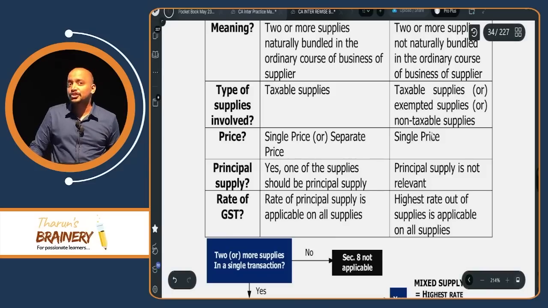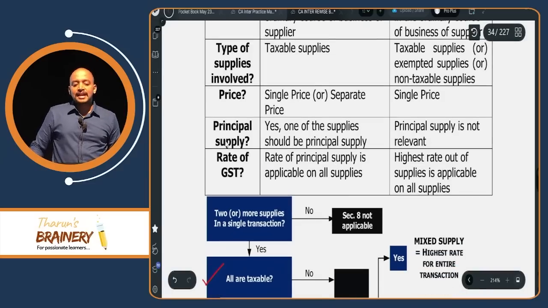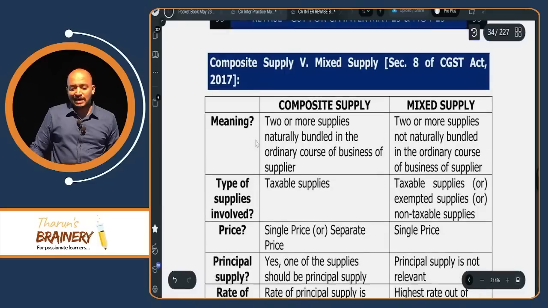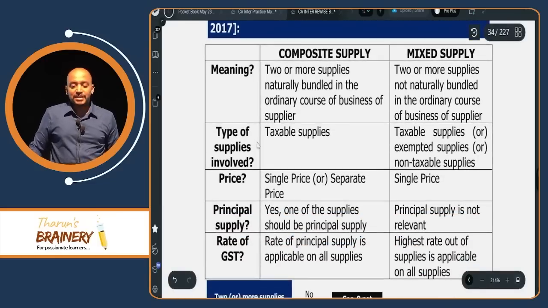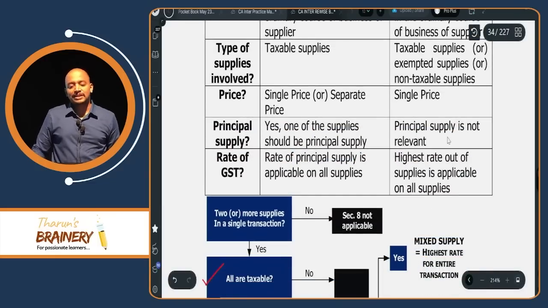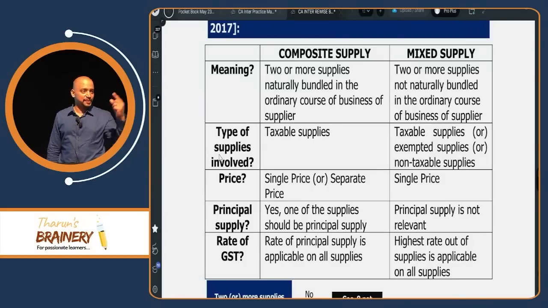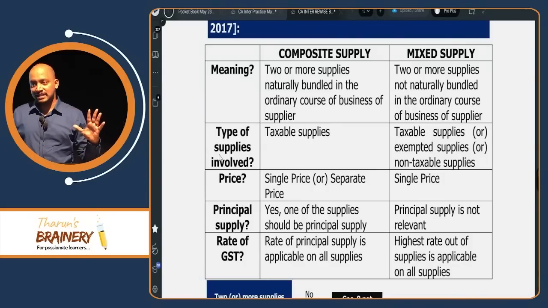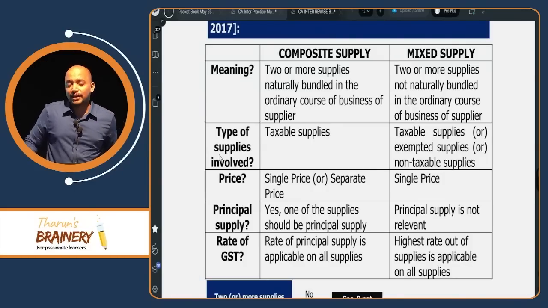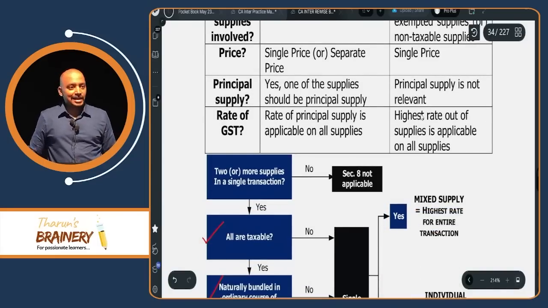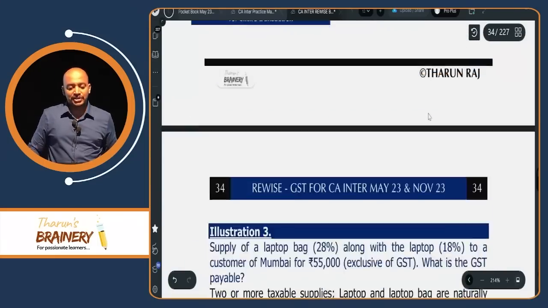But in case of mixed supply, it should be a single price. Should principal supply be there in composite supply or not? Yes. But in mixed supply, principal supply is not relevant. What rate do we need to take in case of composite supply? Rate of principal supply, applied on the entire transaction. But in case of mixed supply, what rate do we need to take? Highest rate, and we need to apply it on the entire transaction.